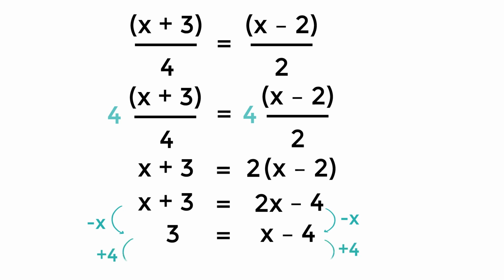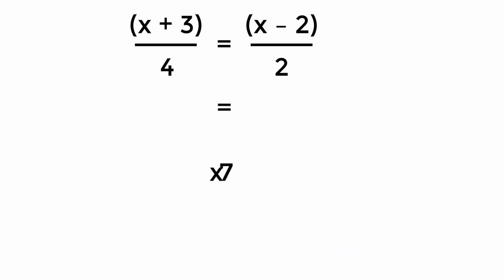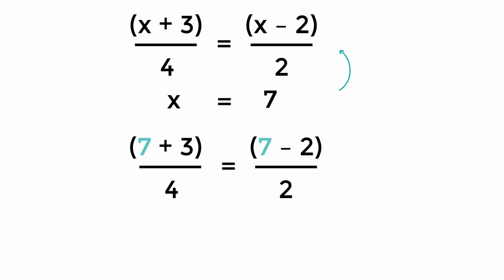Next, add 4 to both sides. On the left, 3 plus 4 is 7. So we get 7 equals x. Let's check the solution. Substitute x equals 7. Both sides simplify to 5 over 2, so the answer is correct.